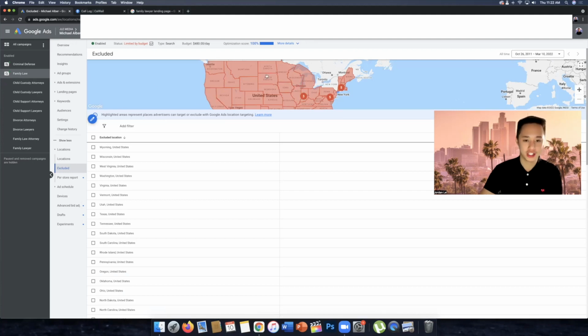So make sure that you are excluding all these states that we don't want to target, and even cities, right? Excluding all these states is going to do that job for you.